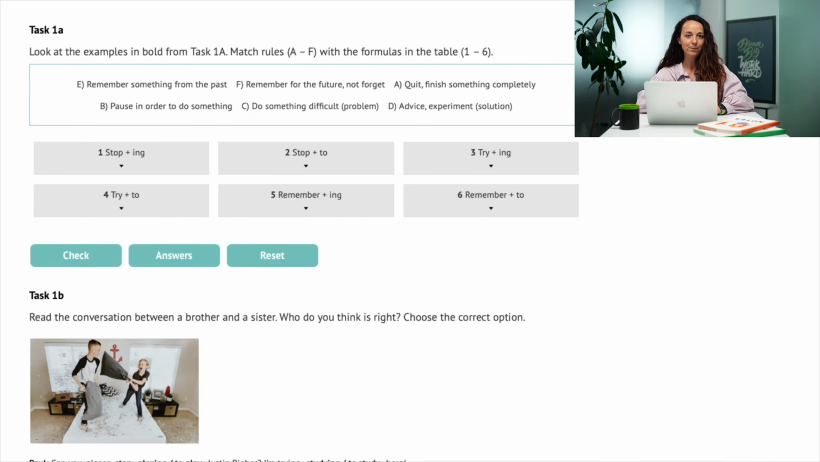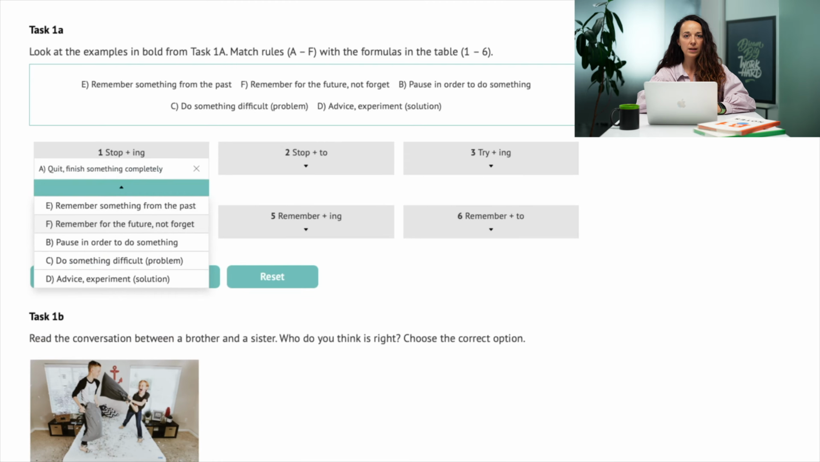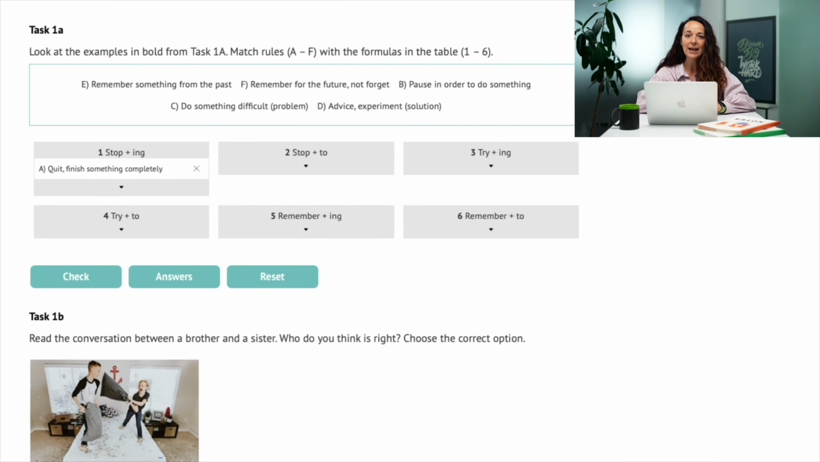Task 1a. Over here, we've got the structures that we've just discussed. Match the structures to their meanings to see how much you managed to remember and check yourselves. You've got about 3 minutes for the task.